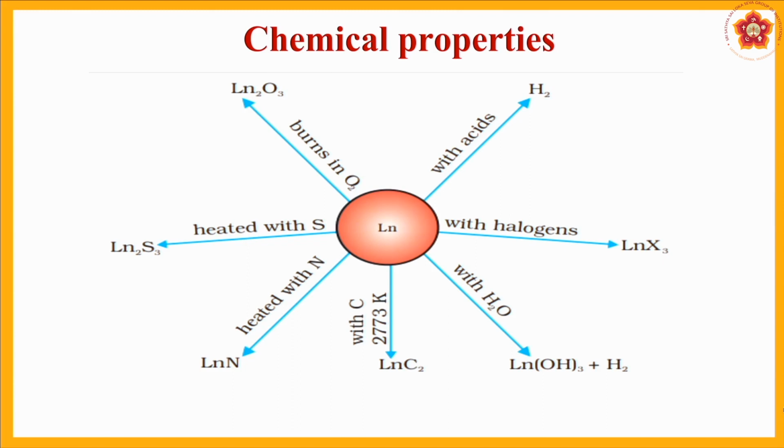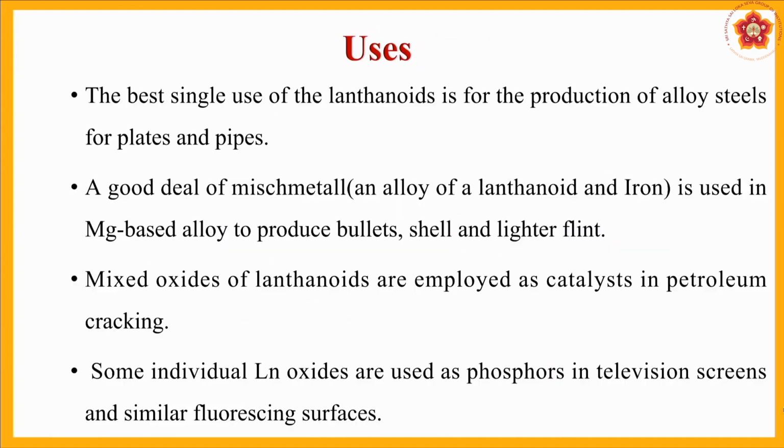Halogens, with water it is giving the corresponding hydroxides, because hydroxides are the basic components in those cases. With carbon, it will give the inorganic carbide forms. So these are certain chemical properties that we see for lanthanoid systems.